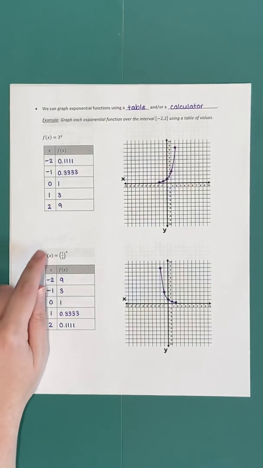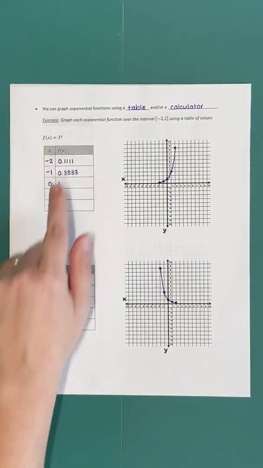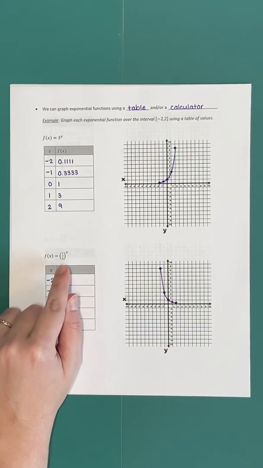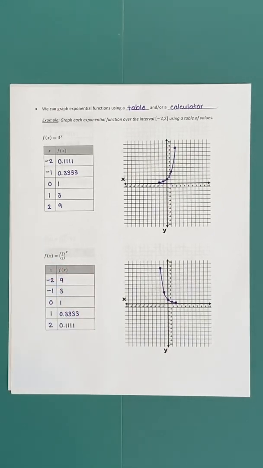Okay, let's look at another one. These two functions are very closely related. So 3 to the x and 1/3 to the x, very closely related. That's because the bases are reciprocals of one another. So 3 and 1/3 are reciprocals. What we're going to notice is some consistency in the outputs.